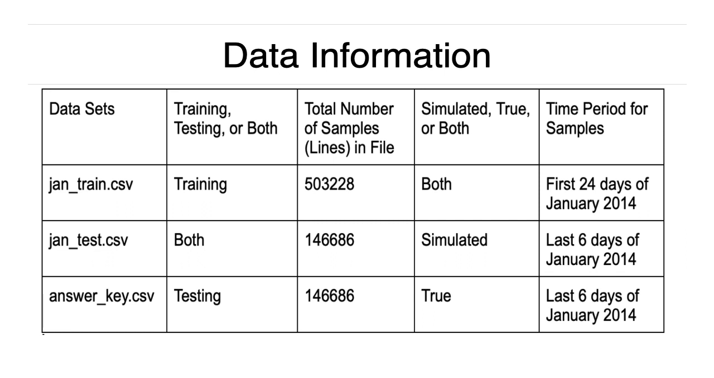Then afterwards, gen-train is different from the gen-test and answer-key files in that it has more lines. When we compare, it's 50,000 lines versus 14,000 for the other 2 files. It contains both the simulated and the true data, whereas the gen-test contains simulated and answer-key contains only true states. Finally, it has the first 24 days of data of January 2014 provided, whereas the gen-test and answer-key contain the last 6 days of January 2014.